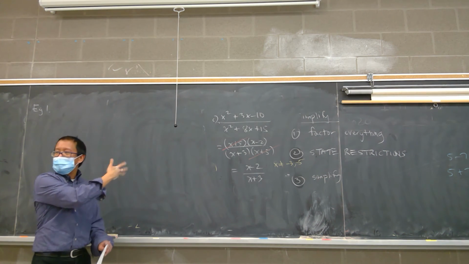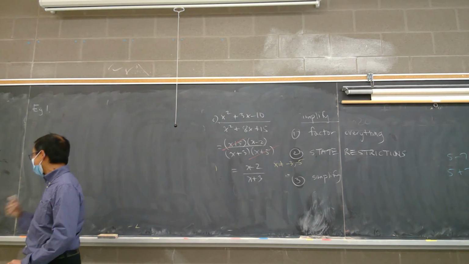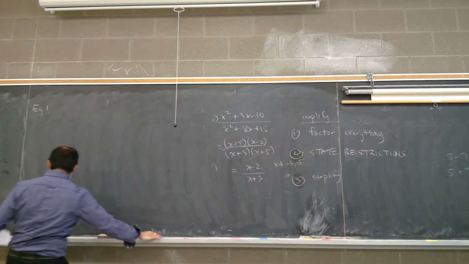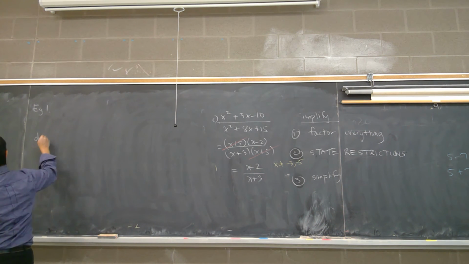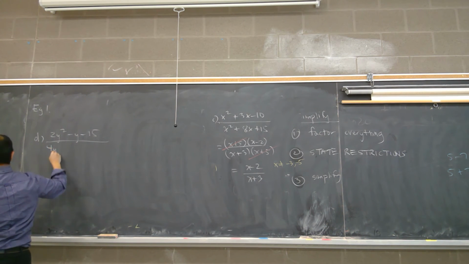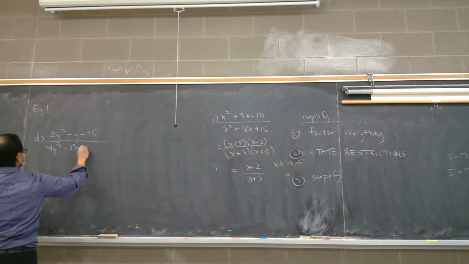Question C is typical. This tends to be the straightforward one where we have simplifying, factoring, stating restrictions. It's the good big idea, right? Question D is as follows: 2y squared minus y minus 15 over 4y squared minus 13y plus 3.